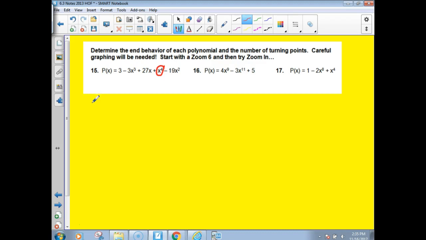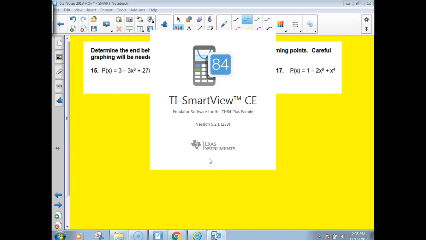Okay? My calculator isn't working real well. I'll try and see how it comes out. I've been having some trouble with the memory on my computer.